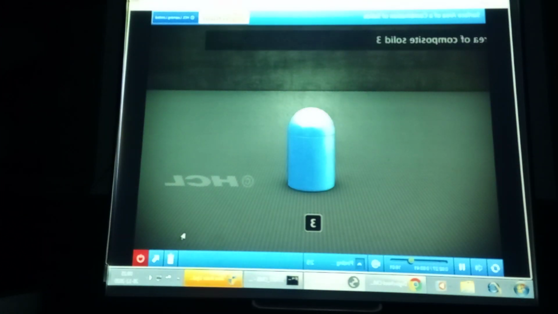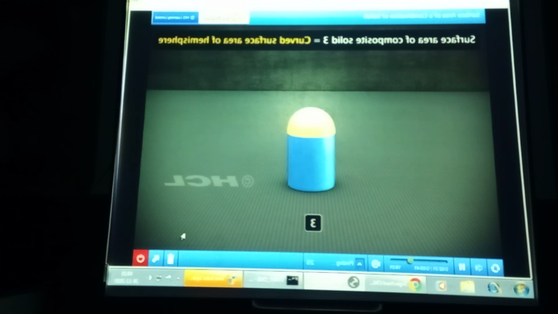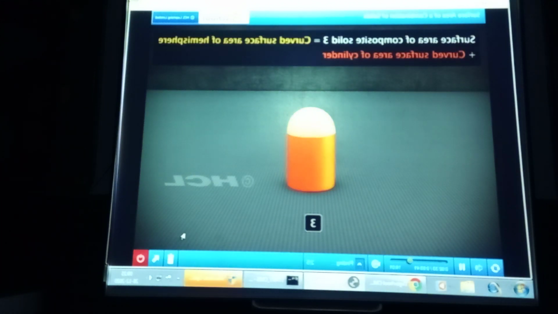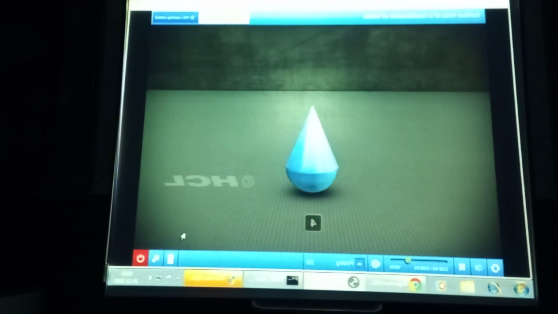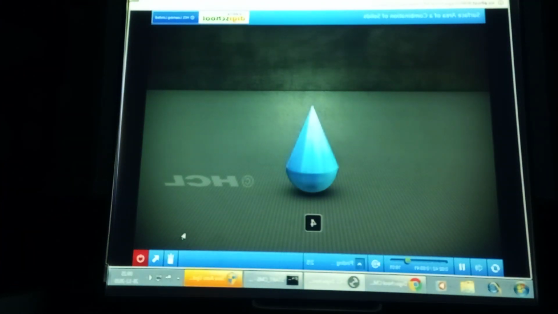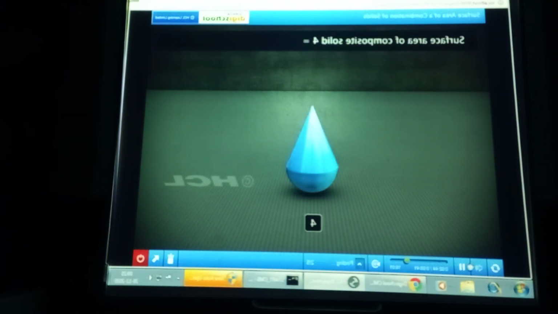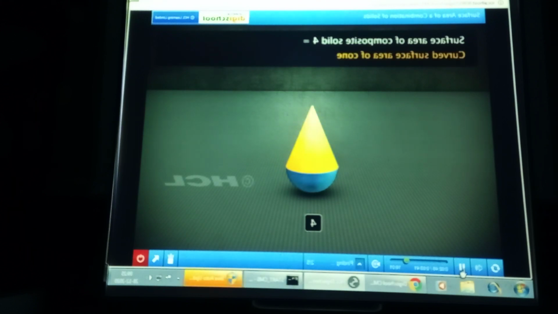In the third example, the total surface area of the composite solid is the sum of the curved surface area of the hemisphere and the curved surface area of the cylinder, along with the area of one of the bases of the cylinder. Finally, in this composite solid, we find the surface area by adding curved surface area of the cone and the curved surface area of the hemisphere.